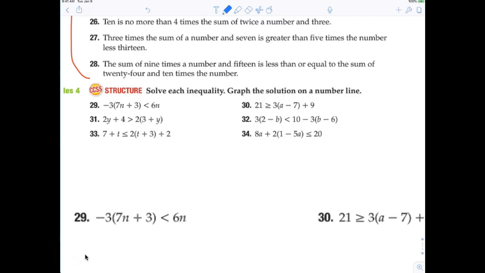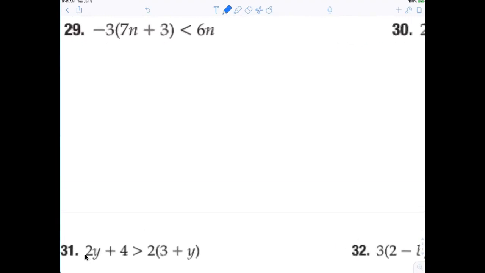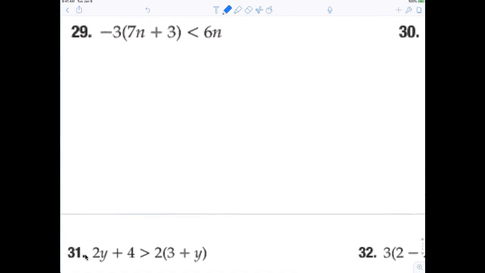All right, now we're doing the hard ones. So pay attention. On number 29, instead of distributing, I could do what? Divide by what? Negative 3. And if I divide by negative 3, what do I have to do?